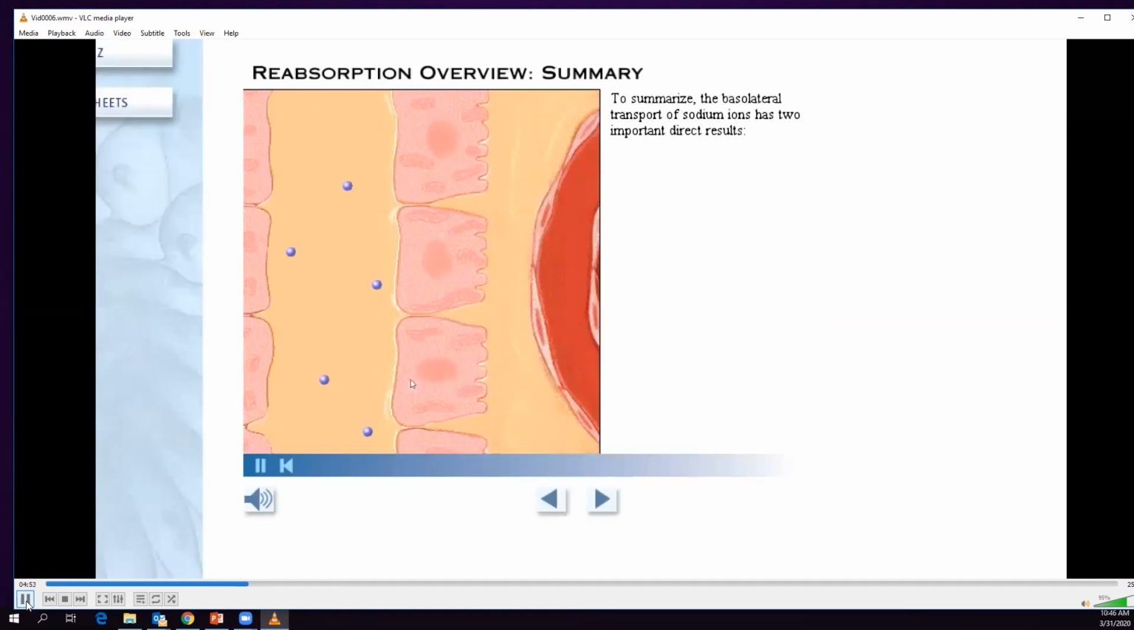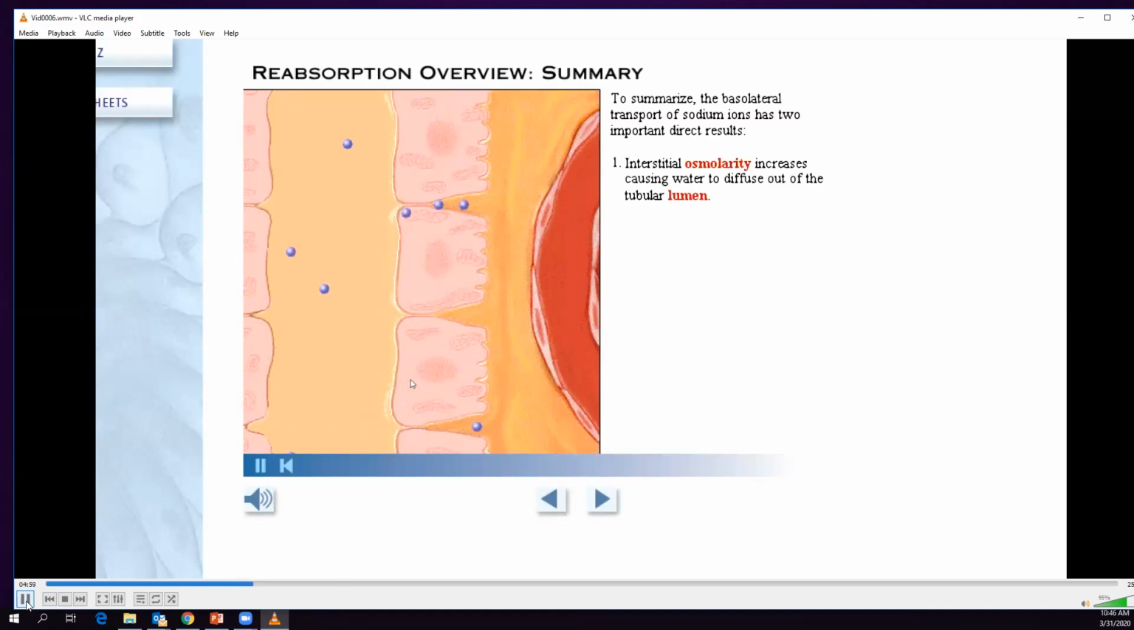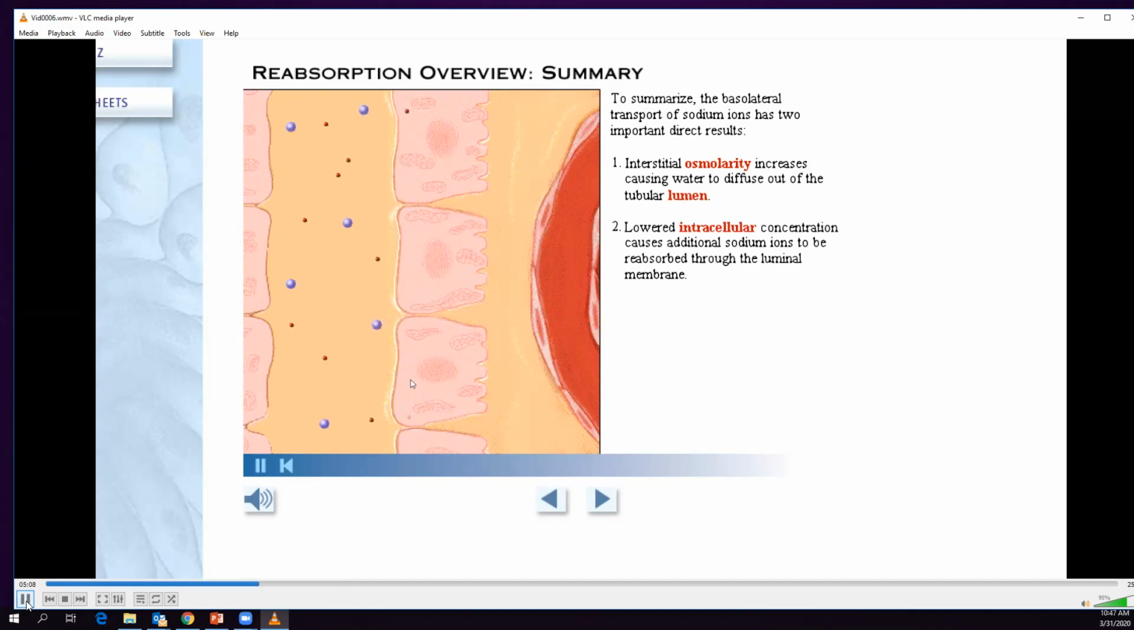To summarize, the transport of sodium ions has two important direct results. One, the interstitial osmolarity increases, causing water to diffuse out of the tubular lumen. And two, the lowered intracellular concentration causes additional sodium ions to be reabsorbed through the luminal membrane.